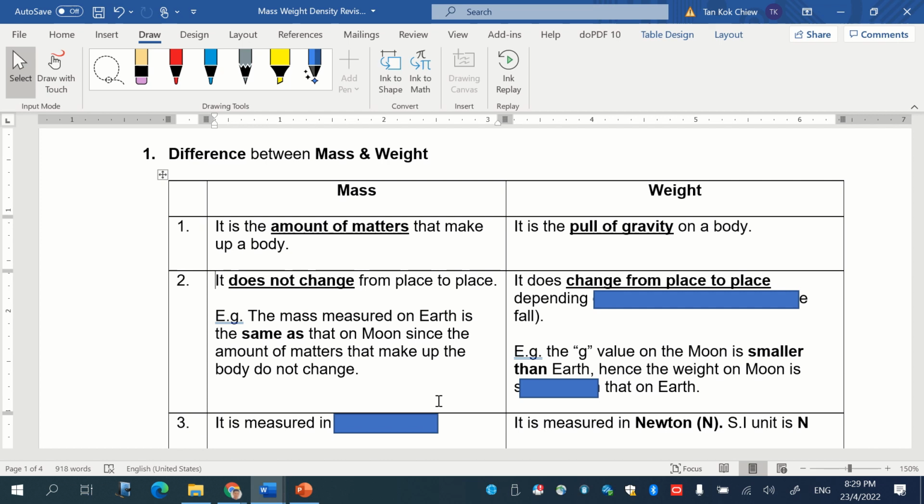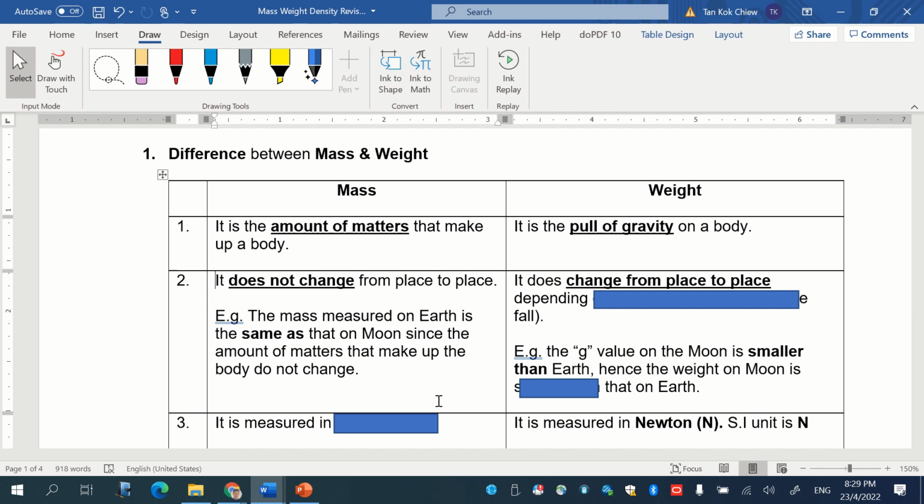So just take our own body as an example. Whether I'm on Earth or whether I'm on Moon, the amount of matter, the organs, the bones, the fluid, the tissue that made up my body is still the same, it didn't change when I go to the moon. Okay, all these things that made up my body do not change from place to place. So that's why mass does not change too.